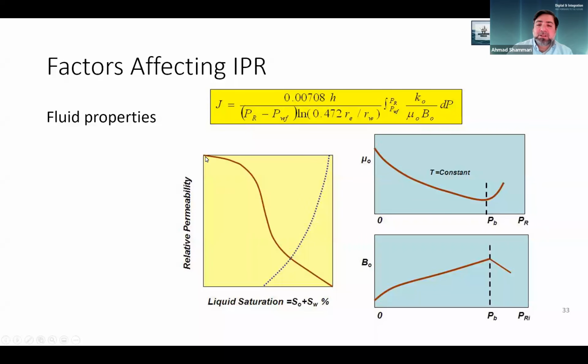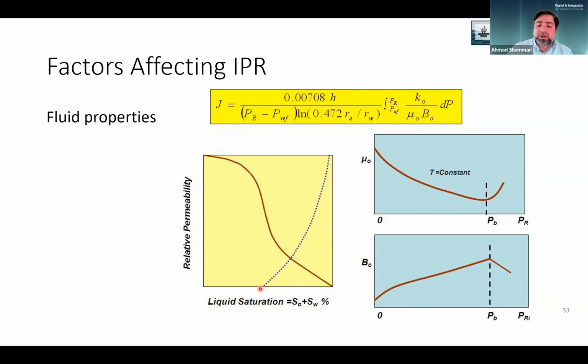Meaning, what is the relative permeability? It's the permeability of a certain phase to move in the rock. So let's look into this curve here. For example, if the water saturation is increasing on this x-axis, in the beginning it is 0, meaning it's mainly oil. So that means the relative permeability to oil is the maximum.